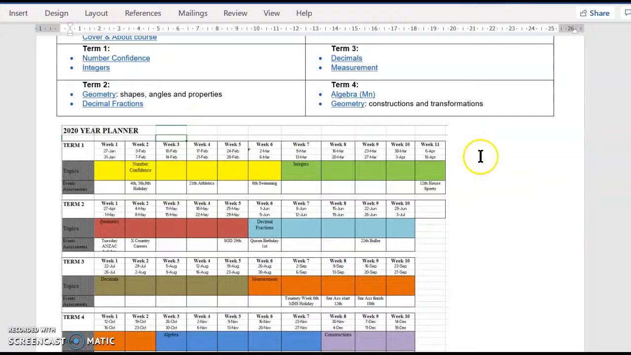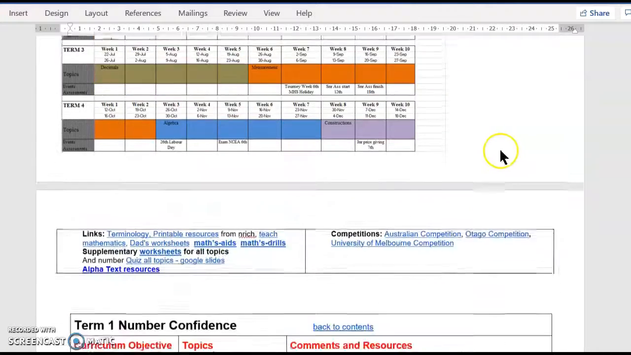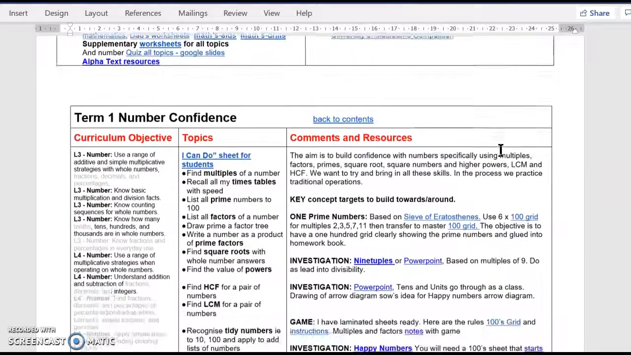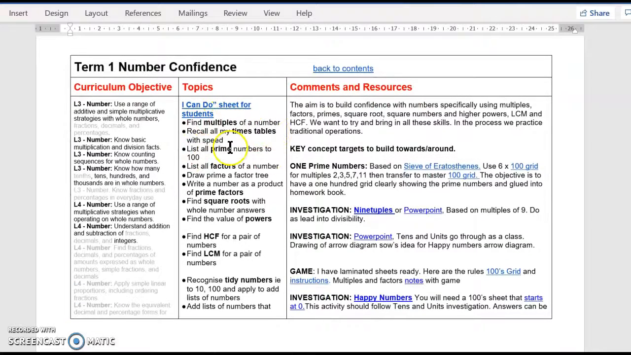But our first topic is number confidence, which involves multiples, times tables, primes, factors, prime factor trees, prime factors, square roots, powers, highest common factor, lowest common multiples, all those sorts of things. And here are some things that you can do.